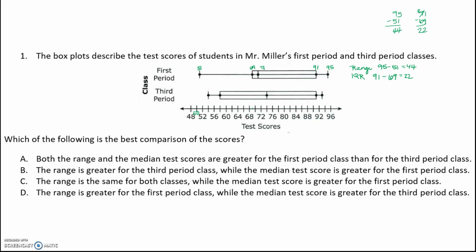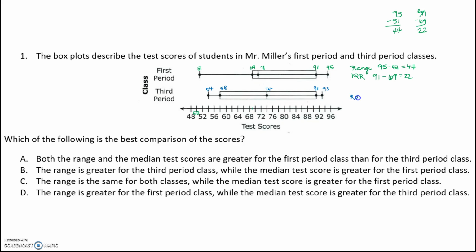Okay. So now let's look at third period. So here it looks like 54. Then I have 56, 57, 58. For my quartile 1 was 58. The median, or the middle of my data, the middle of the box, 74. Quartile 3, the right side of my box, is 91. And then my maximum, my largest number, is 93.